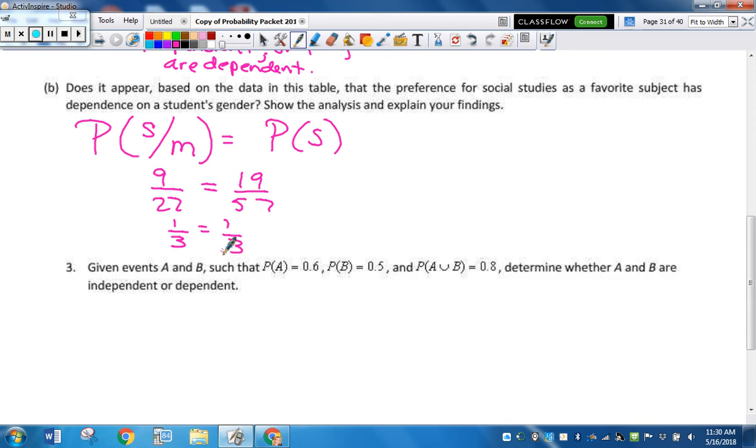So what does that tell us about social studies and males? Independent. And you would get the same for females. It's not going to change. The numbers might be a little different, but you're going to get the same results. Okay? So we would say liking gender and social studies are independent events.